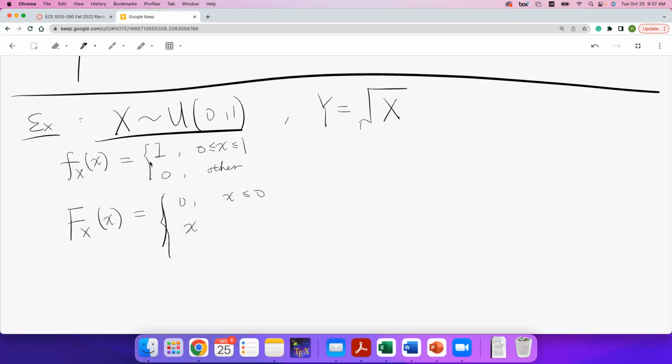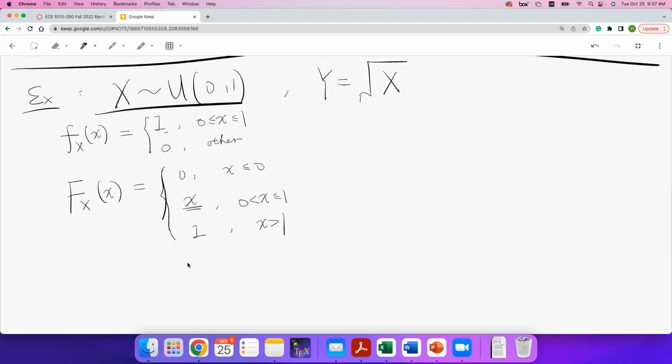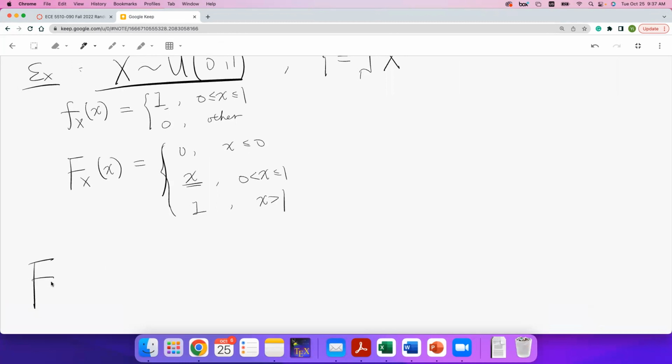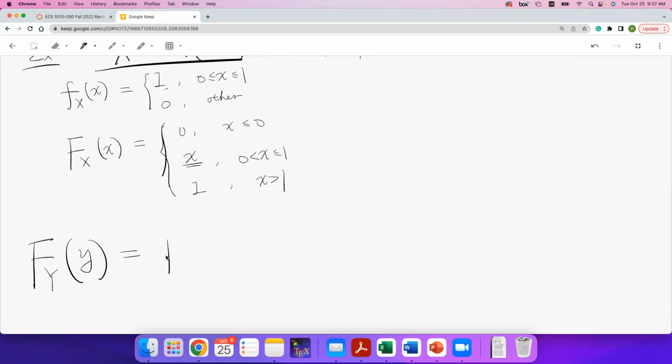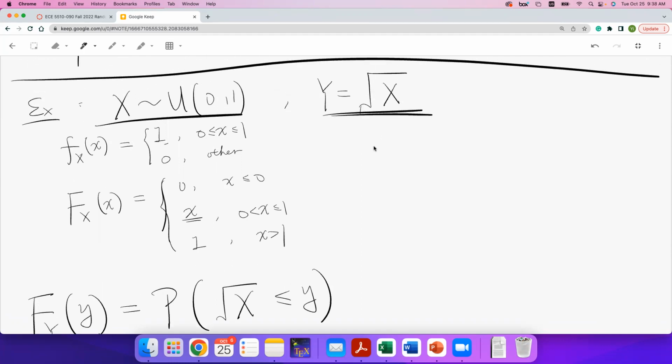Integrating a constant function over an interval gives us a linear function. So between 0 and 1, we have a linear function. As x goes bigger than 1, it achieves the maximum value 1 and stays constant afterwards. And then we start to look at the CDF of y, which is the probability of square root of x less than y, because now the random variable is square root of x.